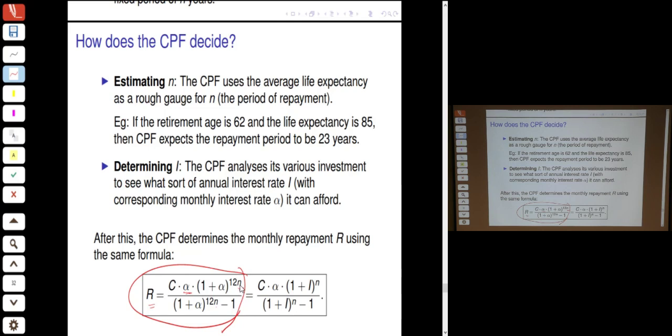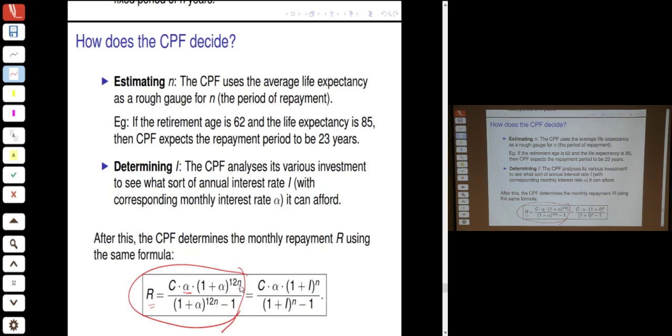N is, in principle, an indeterminate number of years. It is the number of years between your retirement and your death, which in principle is not known at the beginning, at the time of your retirement when you enter into the arrangement with the CPF, right? So what the CPF does is that instead of going into the randomness of N, it uses an estimate for N.